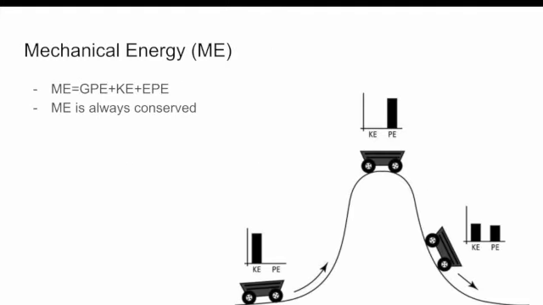Now let's take a look at mechanical energy. Mechanical energy means that we always have the sum of gravitational potential energy, kinetic energy, and elastic potential energy. And mechanical energy is always conserved. That means as one of these three things increases, the other two will have to decrease by the proportional amount in order to make sure that the total energy is maintained.